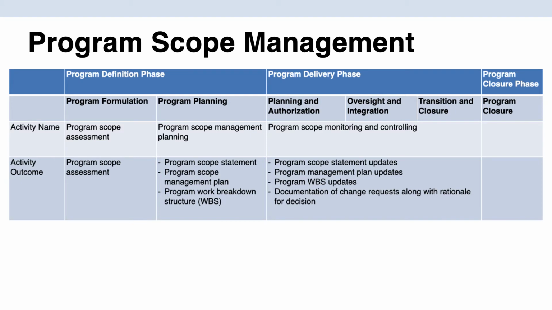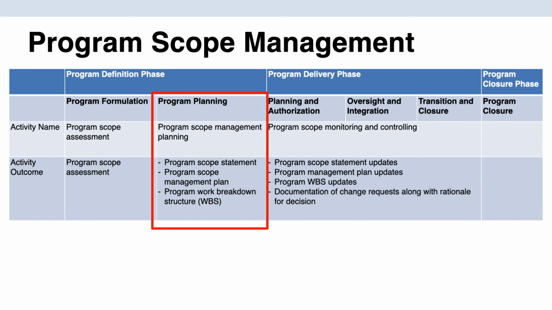Now moving on to our final grouping, and this is program scope management. This activity group will include the various activities that will help define, develop, monitor, control, and verify the program's scope. Now, during the formulation subphase, as with all the other activity groups, we have the program schedule assessment activity, and this will create the initial scope assessment for the program. This initial assessment is an input to the program charter as well as a program scope management plan.